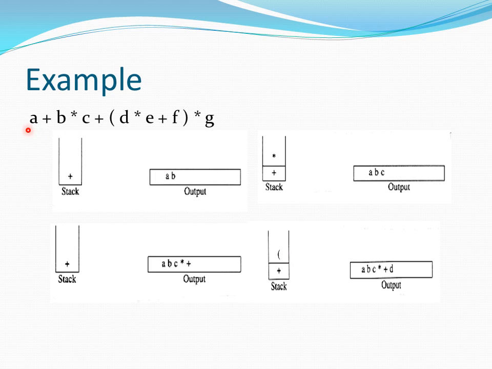Again I explain this. A is the operand, so we are writing it in the output. Plus is the operator, so we are pushing. B is the operand, so we are writing it in the output. Star is the operator, so we are pushing here. Star is higher priority than plus. Then c is the operand, so we are writing it in the output. Next plus is the operator. The priority of star is higher than plus, so star is popped out. Then this plus and this plus are equal priority, so plus is popped out and this plus is pushed into the stack. Then open parenthesis is pushed.